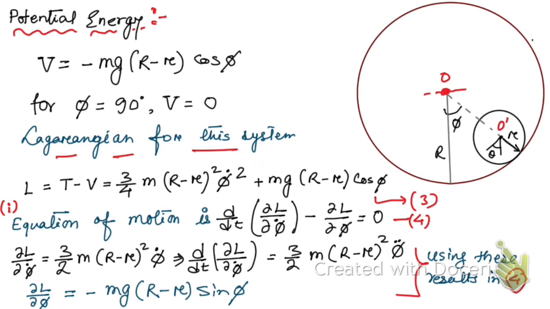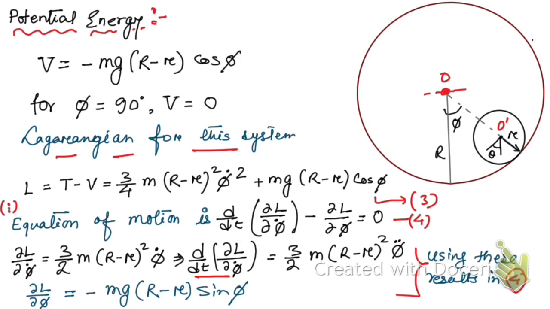So hope you have understood this. That's why we have got here 3/2 into m (R − r)² φ̇. That's what we have got. Now you see what we can do. Again, let us differentiate this with respect to time. If we differentiate it with respect to time, then what are we going to get? We are going to get this term. We are trying to obtain this term, right?